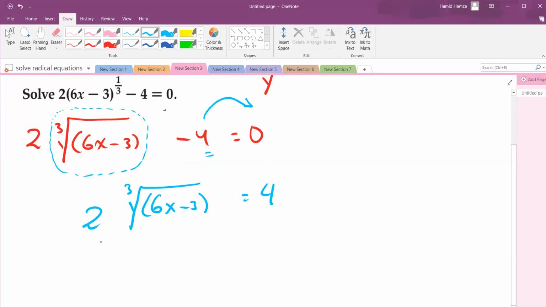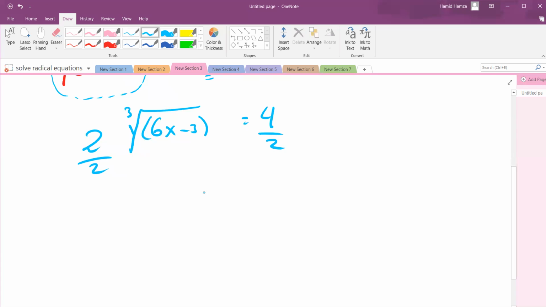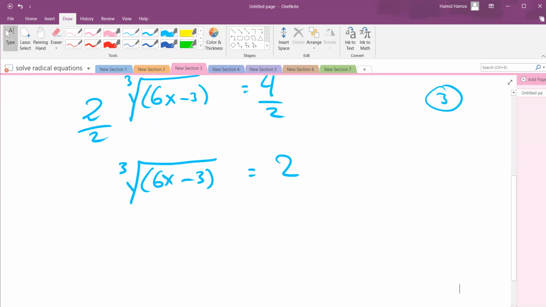Then we'll divide the equation by 2. So we get the cube root of 6x minus 3 equals 2. After you finish, we will not square both sides here, because this is not a square root, this is a cube root. So we will raise the equation to power 3. We will raise both sides to power 3.